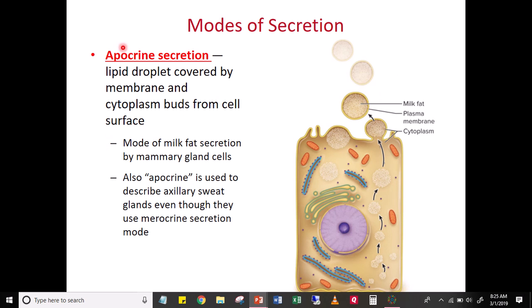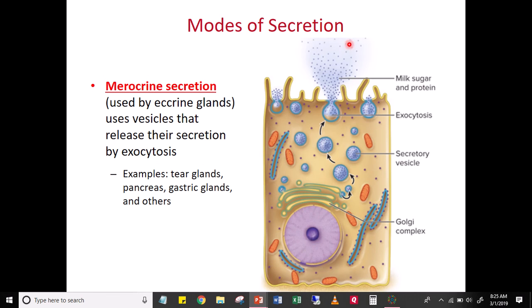Let's go back to apocrine. If there was a single term or word I want you to associate with apocrine, it is budding of the secretion. With merocrine, we have exocytosis of the secretion.